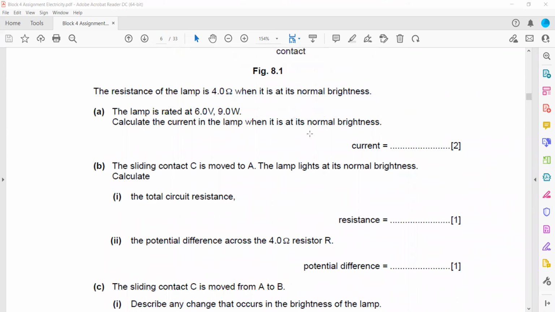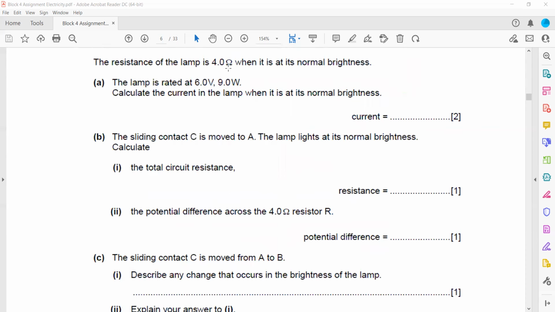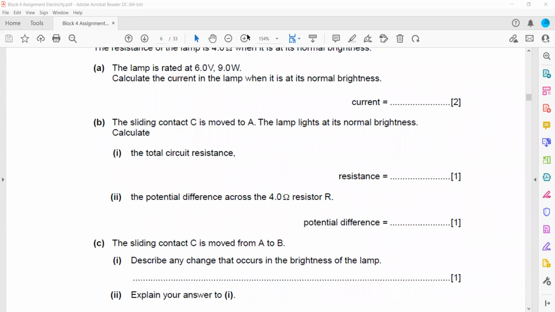Calculate the total circuit resistance. If we want to calculate the total circuit resistance, we already know the lamp is 4 ohm. So the lamp is 4 ohm, the resistor is 4 ohm, and they are connected in series. So whenever two or more components are connected in series, to find the combined resistance we add them. So 4 ohm is the resistance of the lamp and 4 ohm is the resistance of the resistor. So when we add them, it will be 8 ohm.